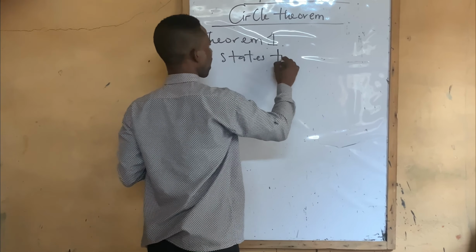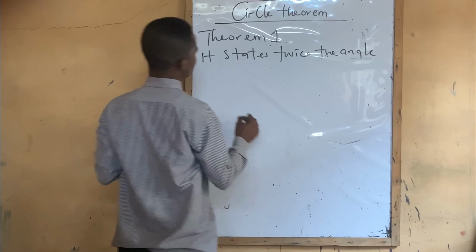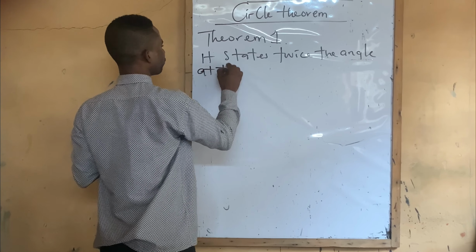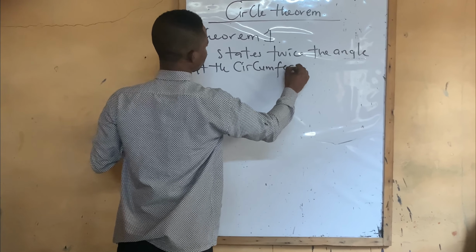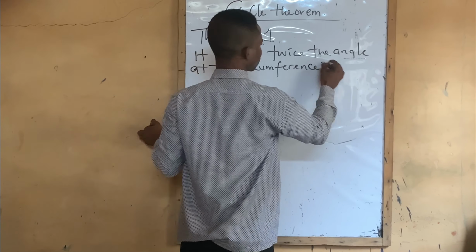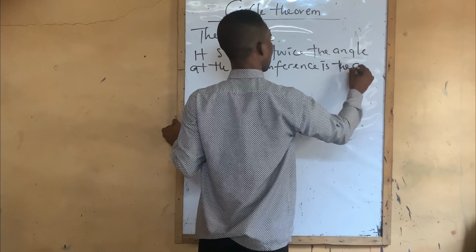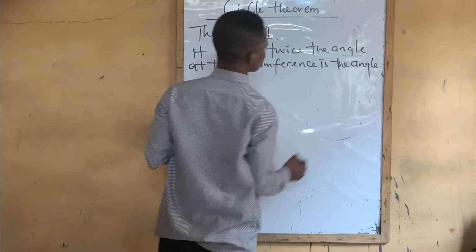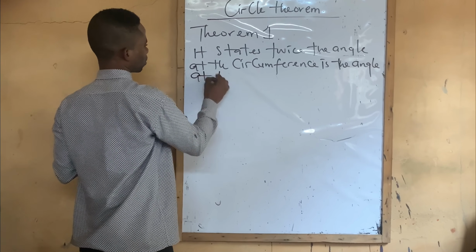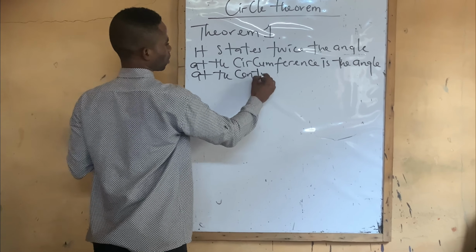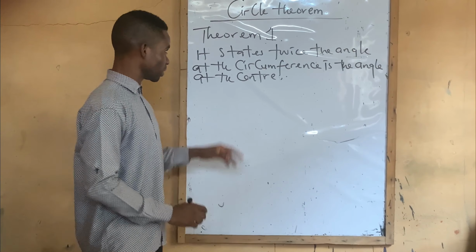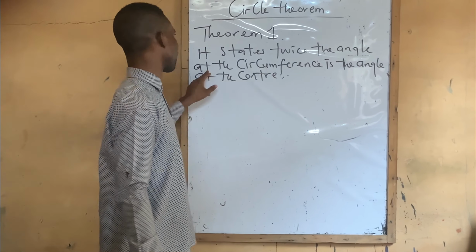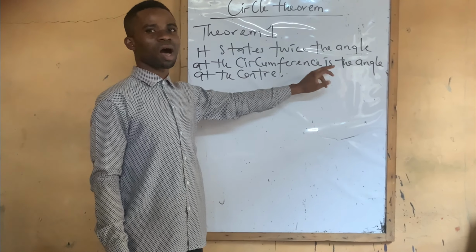Twice the angle at the circumference is the angle at the center. So this is what theorem 1 says. It states that twice the angle at the circumference is the angle at the center.